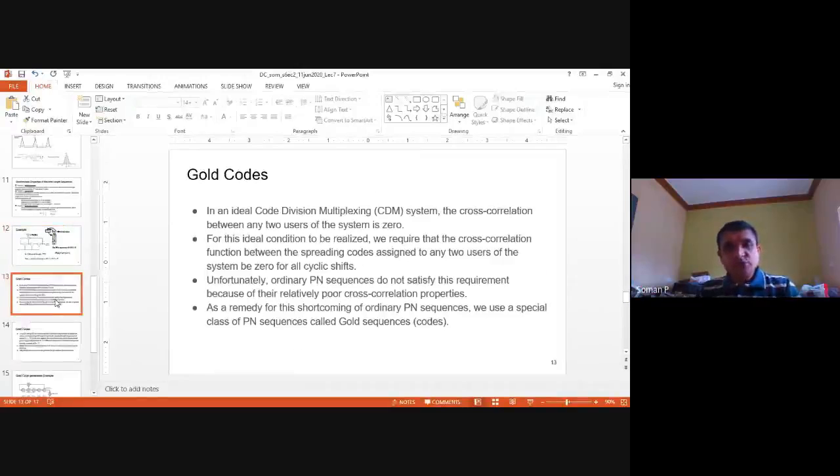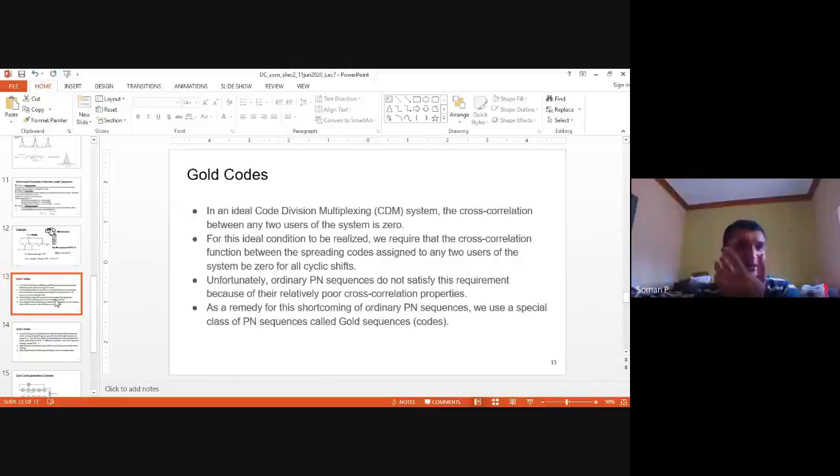Okay, now a last topic. There is something called Gold codes. These PN sequences are not directly used in spread spectrum communication. In spread spectrum, we need a very large number of PN sequences to cater to a very large number of users.